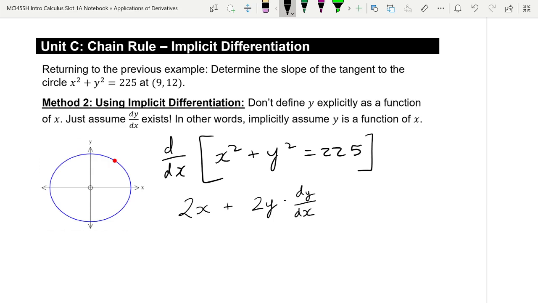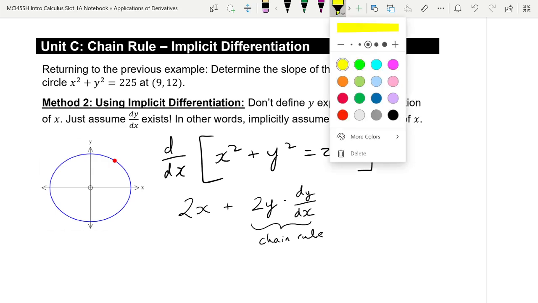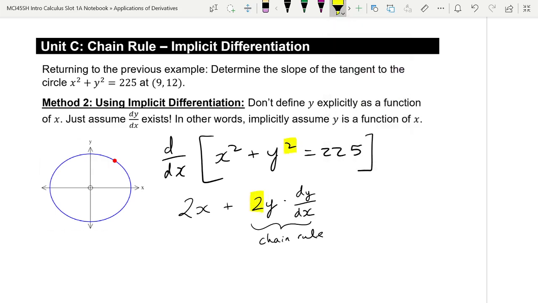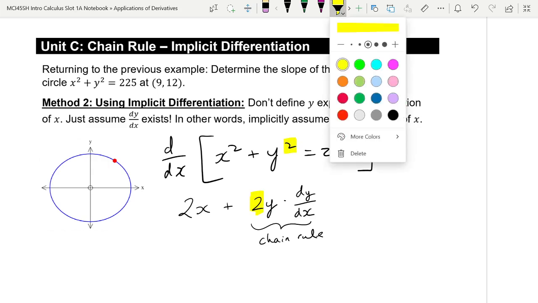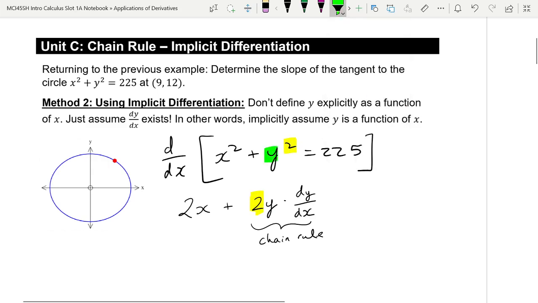So again, think of this as chain rule, right? The exponent became my coefficient, and then I left the thing that I'm taking the exponent to, the base, alone, and then I found the derivative of what was inside that base. Same way that you do chain rule. The other side of the equation is easy, the derivative of any constant is 0, no matter how big it is.